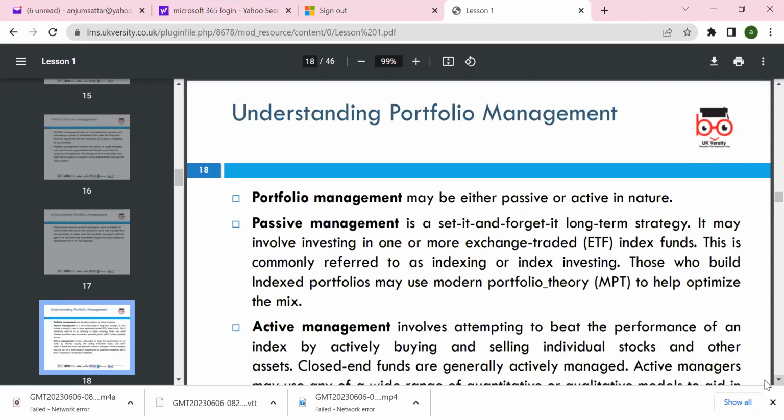Okay, so when we're looking at the portfolio, it may be either passive or active in nature. Passive management is set it and forget it, a long-term strategy. It may be looking more at exchange traded index funds. This is commonly referred to as investing in funds or in the stock exchange. We can look around at modern portfolio theory.